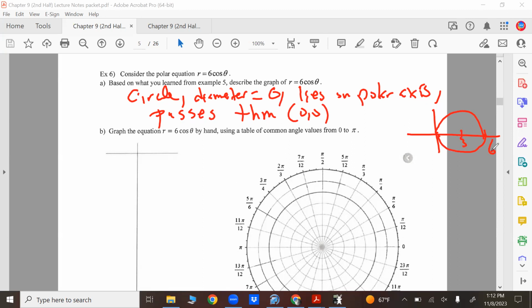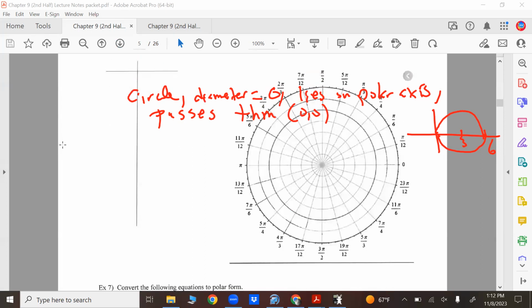So what we're going to do is graph this by hand just to make sure we fully understand how polar graphs are supposed to be generated. We've kind of done the algebra already. We understand algebraically what's happening. Let's multiply both sides by r. x squared plus y squared equals 6x. Bring the 6x over to the left side, and do the complete the square.